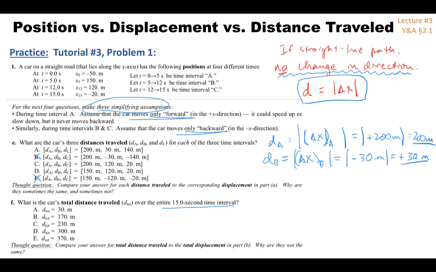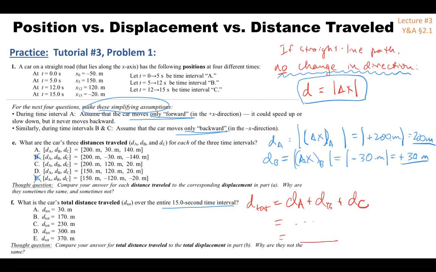And what we can quickly realize is we can just come up with our own custom formula and say, okay, d total is going to be equal to the sum of all the distances traveled during each of the 3 legs of the trip. So we can use what we calculated in the previous part and come up with that total.